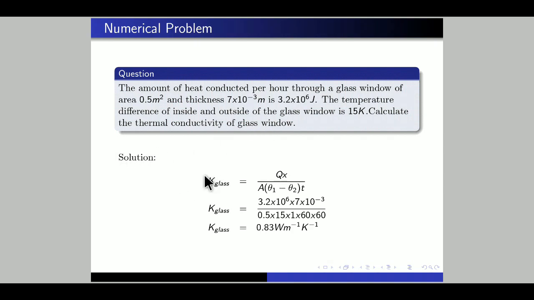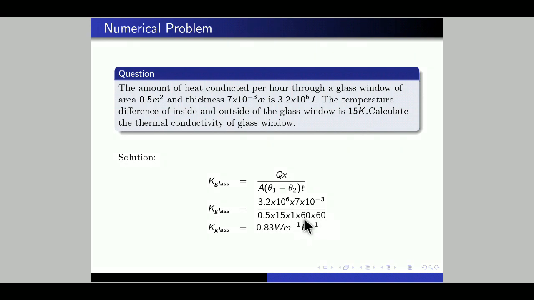We know the formula. Thermal conductivity of a solid is equal to Q times X divided by A times theta 1 minus theta 2 times T. The Q value is 3.2 times 10 power 6 and X is 7 millimeter. Area of cross section is 0.5 meter square. The temperature difference is 15 Kelvin and time for heat conduction is 1 hour.